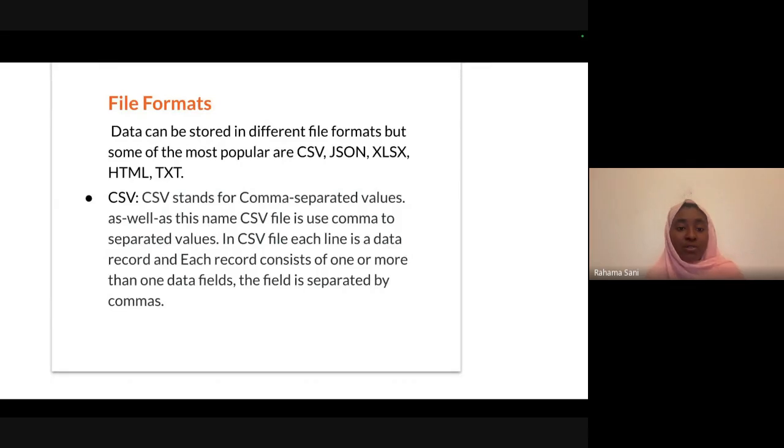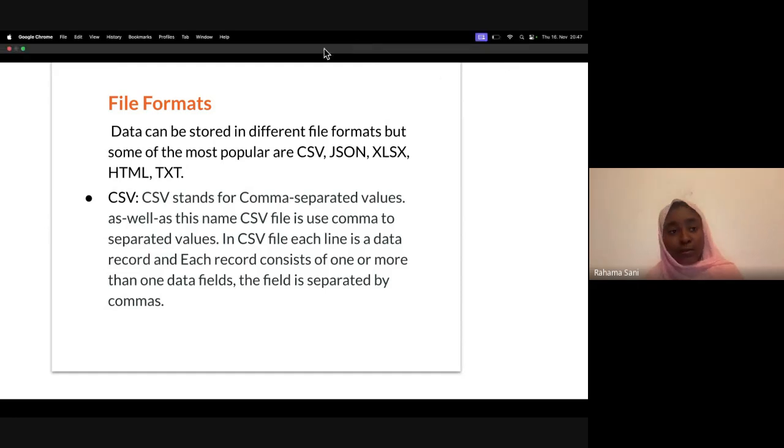So first, before talking about the tools, we're going to talk about file formats. File formats means the formats in which your data could be. Data could be stored in different file formats, and some of the most popular are CSV, JSON, XLSX, HTML, and TXT. CSV stands for comma separated values.